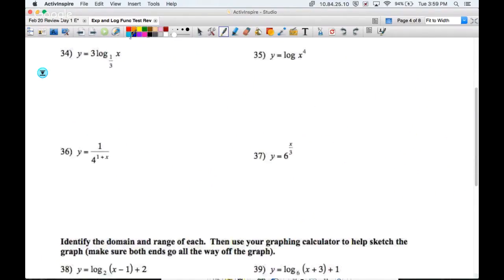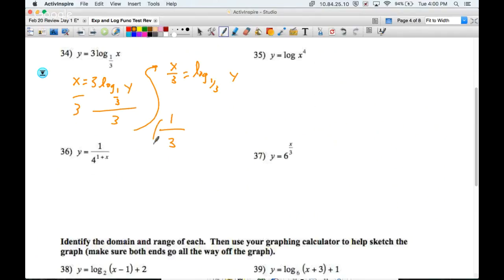Let's try 34 and 35. I swap my variables here. I got x equals 3 log base 1/3 of y. Divide both sides by 3. X over 3 equals log base 1/3 of y. Now we've got 1/3 to the x over 3 equals y. And I'm sure the answer key's probably got it as 1 over 3 to the x over 3 equals y. Both are fine in my book, but be able to do either.